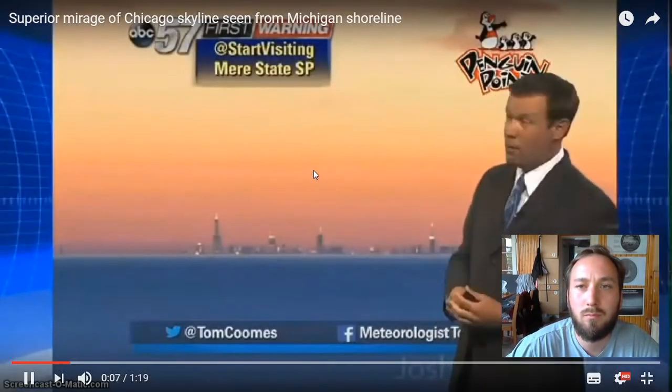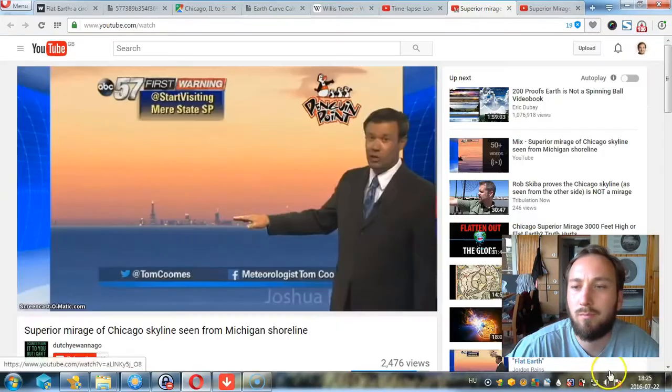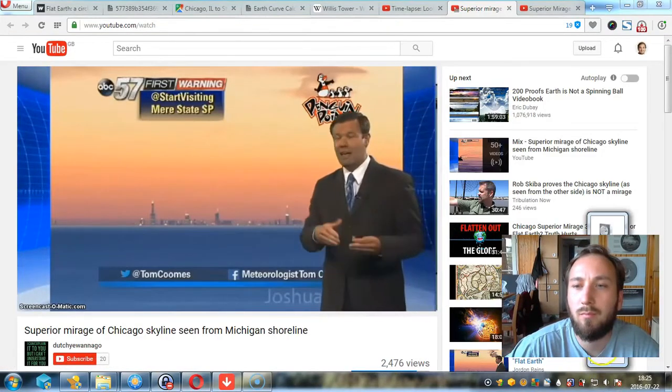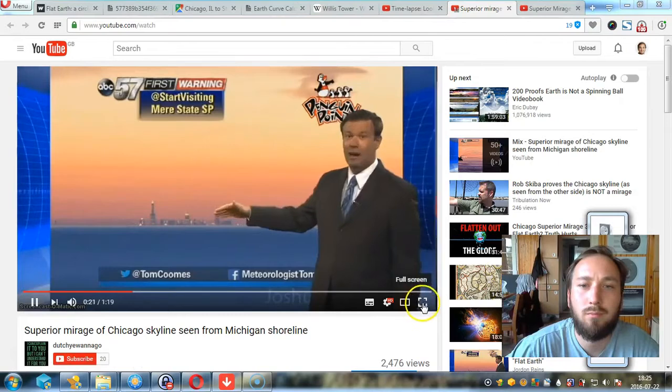Until I found this photo right near State Park. This is from Joshua Nowicki. And what you're seeing here is a mirage. Typically would not be able to see this from the Lake Michigan shore. We talked about this last night. Conditions are right on the lake that we're actually seeing a mirage of the Chicago skyline.